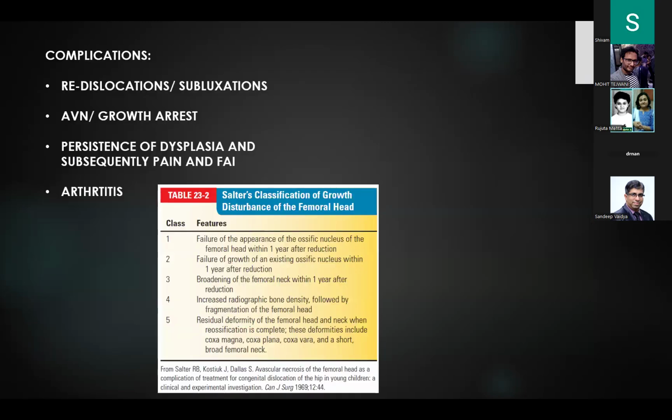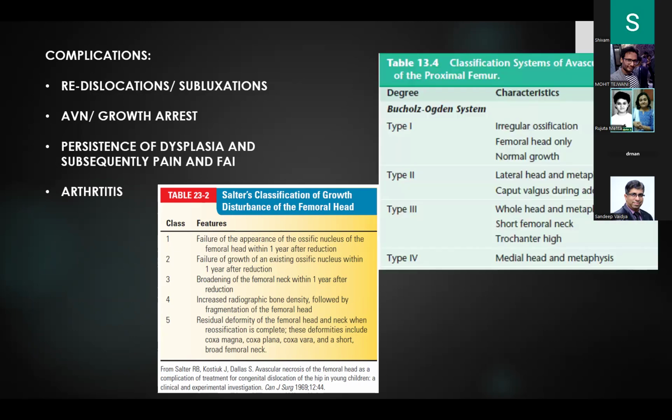Complications that can occur are redislocation or subluxations, avascular necrosis or growth arrest, persistence of dysplasia and subsequently pain and femoroacetabular impingement, and eventually long-term arthritis of the hip joint. So, Salter has given a classification of growth disturbance of the femoral head. There are 3 described classification systems, those given by Salter, Buchholz-Ogden, and Kalamchi-McEwen.